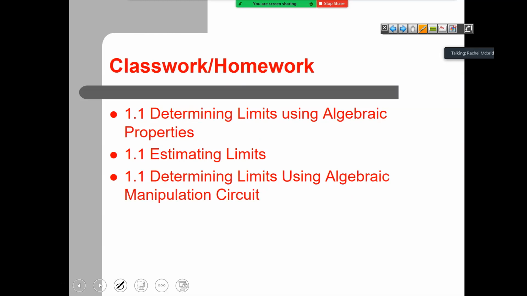Alright, so I have the 3 worksheets for you to work on once graphs. And they're all like little mini puzzles.